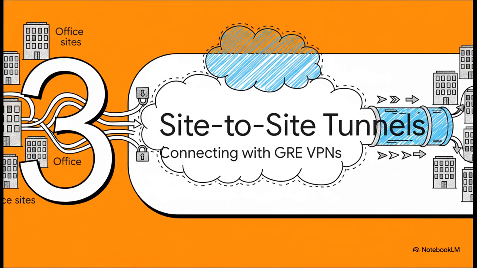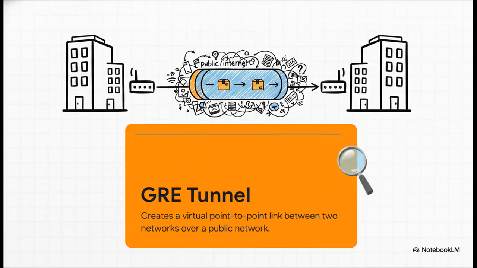Okay, moving on to our next challenge. Our different office sites can get to the internet now. That's great, but they can't talk to each other. We need a way for them to communicate directly and securely, and to do it right over the public internet. And for this job, we'll use GRE tunnels.